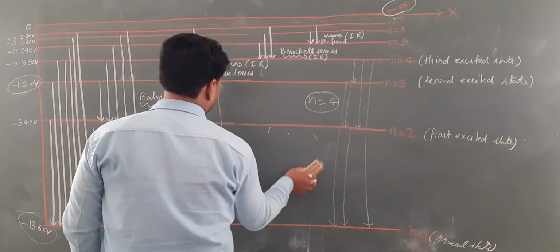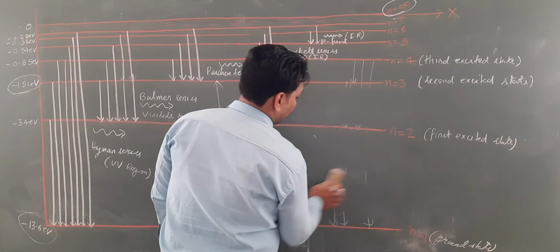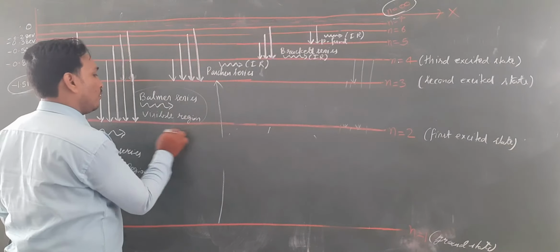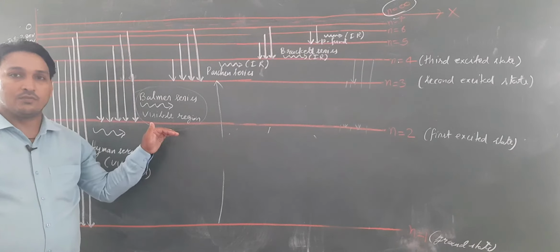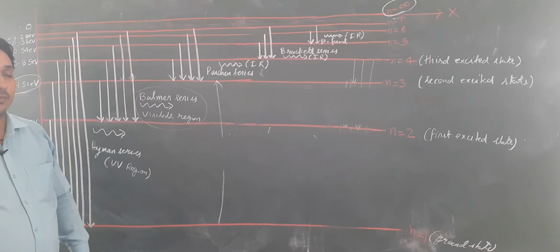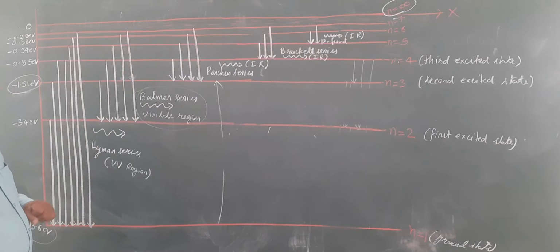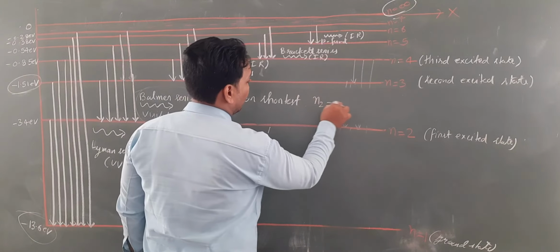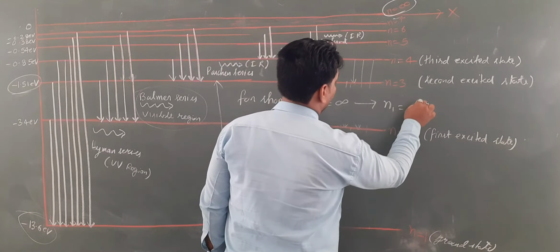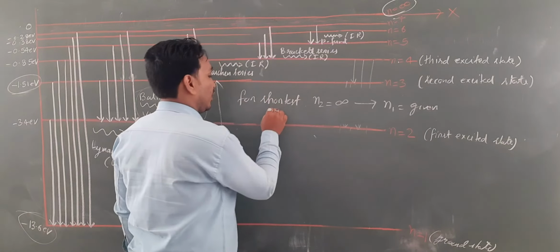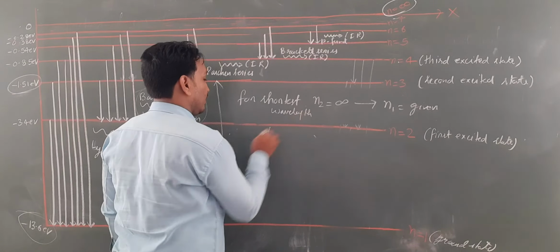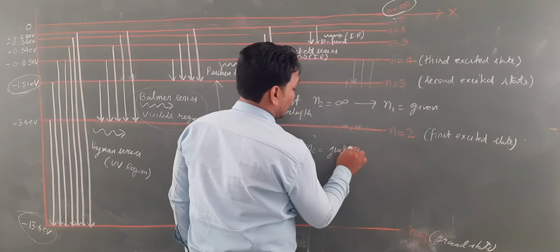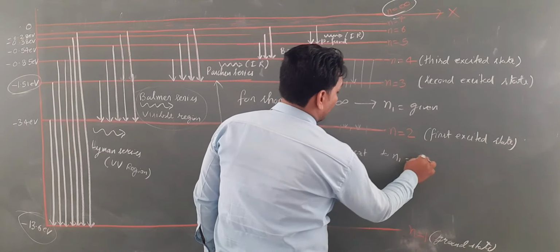The third point is often asked: what is the shortest wavelength in the Balmer series, or the longest wavelength in the Balmer series? Remember students, when the higher energy state comes to n equal to 2, the spectral lines are called Balmer series. For the shortest wavelength, the transition must take place from n2 equal to infinity to n1 equal to the given value. And for the longest wavelength, n2 is just next to n1, the given value.